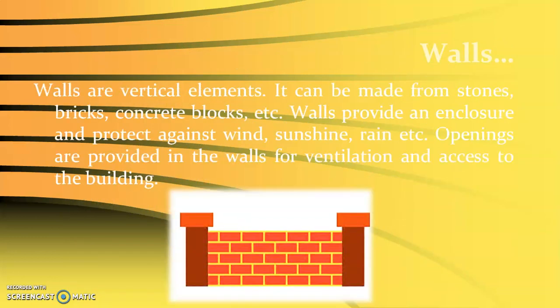Then come the walls. The walls are vertical elements. They can be made from stones, bricks, concrete, etc. The wall provides an enclosure and protects against wind, sunshine, rain, etc. The openings are provided in the walls for ventilation and access to the building. So the major function of a wall is to enclose the space vertically, and internally it helps us to divide the space into different rooms. In case of structures like load bearing structure, they are the major structural elements.